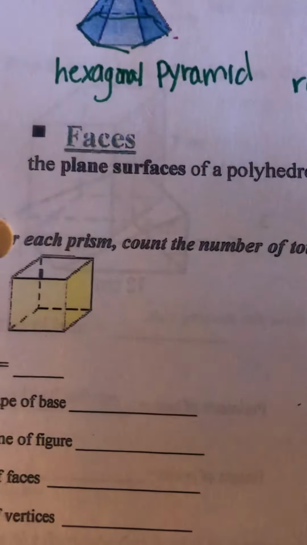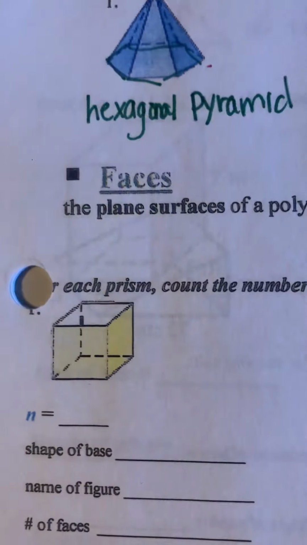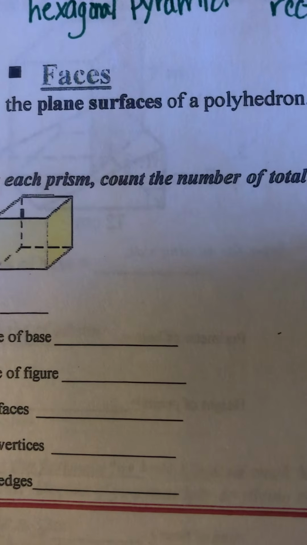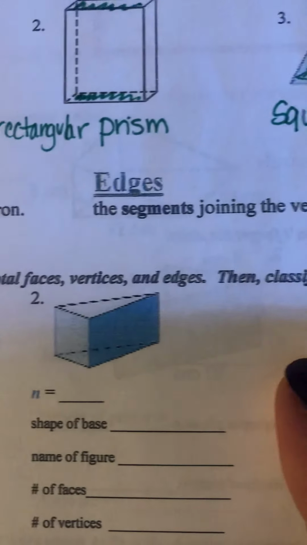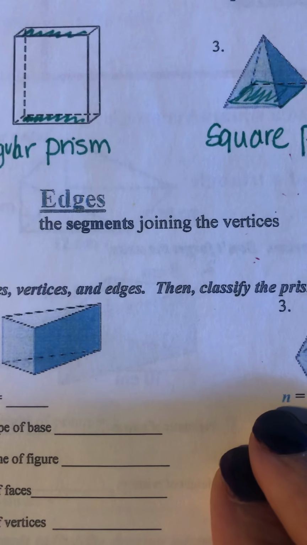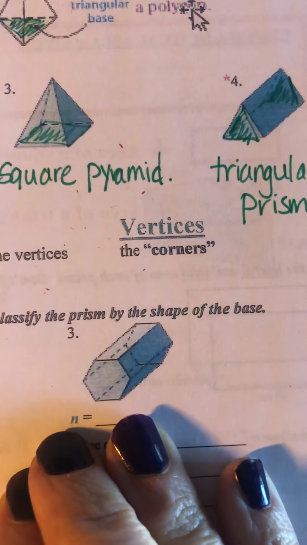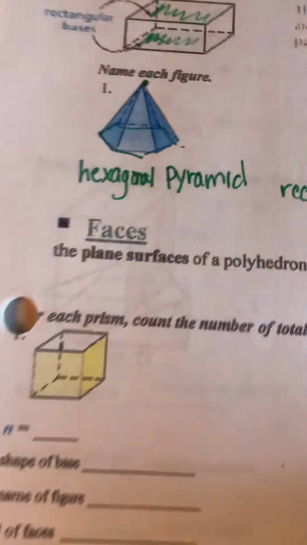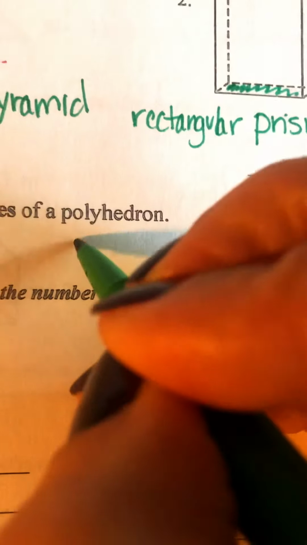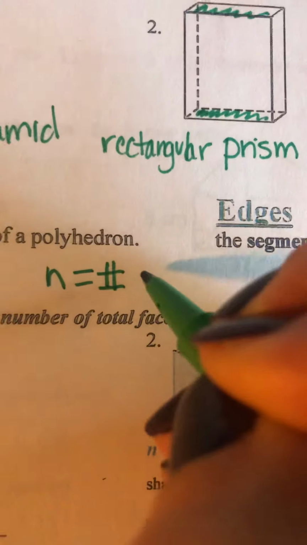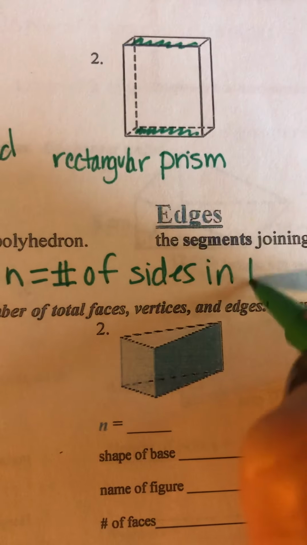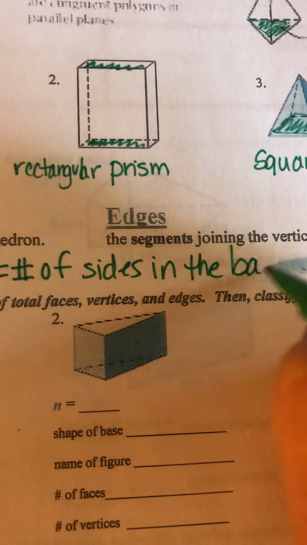So now we're going to turn our focus just to the prisms, and we're going to talk about the faces and then the edges and then the corners or the vertices. The faces are the plane surfaces, the flat sides of the shape. The edges join the vertices, join the corners, and then the vertices are like the actual corners, right? So here, the N, a lot of people ask, what is the N? N is the number of sides in the base.